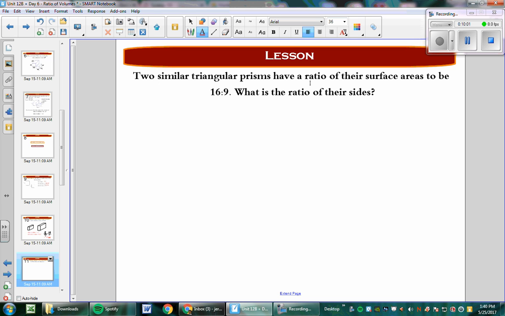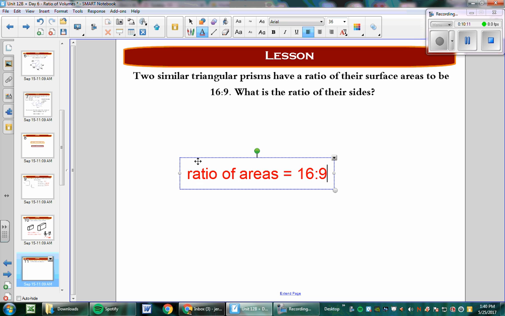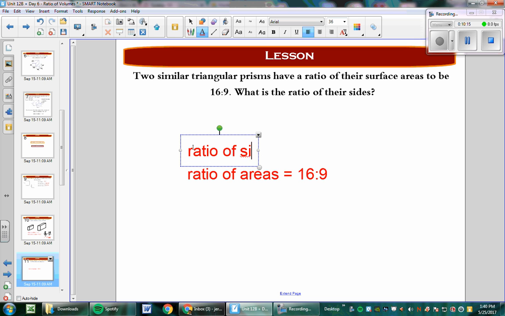Let's look at the next one. Two similar prisms have a ratio of their surface areas of 16 to 9. So I know the ratio of areas equals 16 to 9. What's the ratio of the sides? So to find the ratio of sides, what we do is we square root each of those. So 4 to 3, and we're done.